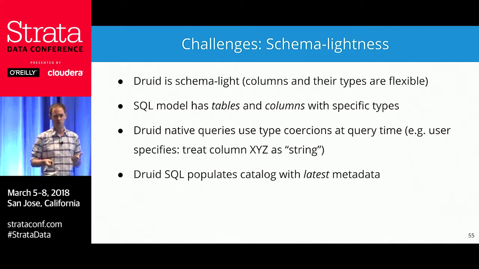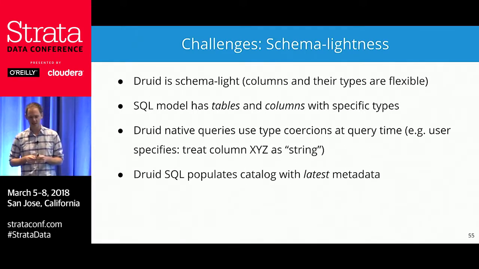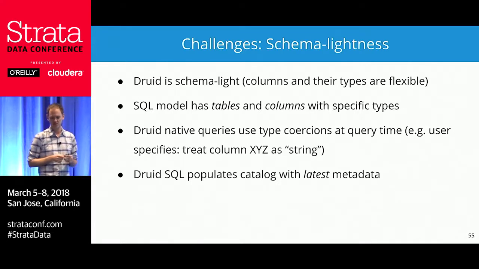So in the Druid native query language, we deal with the schema-light situation by applying a schema on read. So on read time, the user says, I want to coerce types in a specific way. So the user specifies, I want to treat column XYZ as a string. In Druid SQL, we can't do that because there's no such thing as type hints in SQL. So in Druid SQL, what we do is we take the latest metadata. So if XYZ was changed from integer to string at some point, we'll call it a string because the latest data has string.